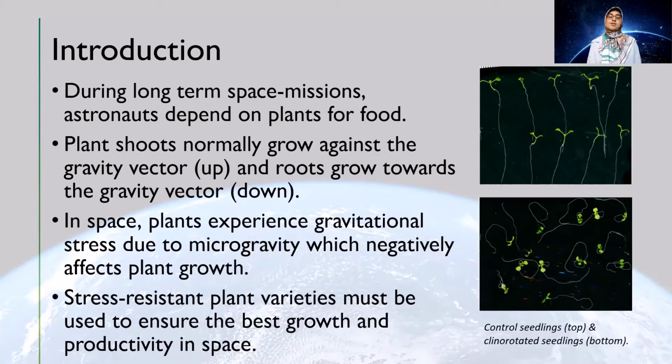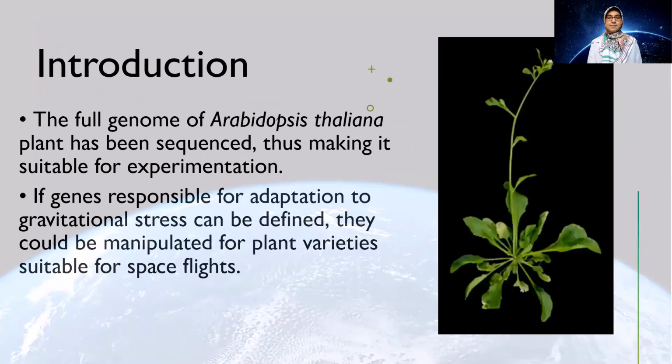Normally, plant shoots grow against the gravity vector, which is upward, and the roots grow towards the gravity vector. But in space, since there is little to no gravity, called microgravity, plants can experience gravitational stress, which can negatively impact their growth. So we're looking for plant varieties that have this stress resistance and can grow well in space. Here on the right, we can see an example of plants growing vertically, so normal conditions, and on the bottom, plants under simulated gravitational stress.